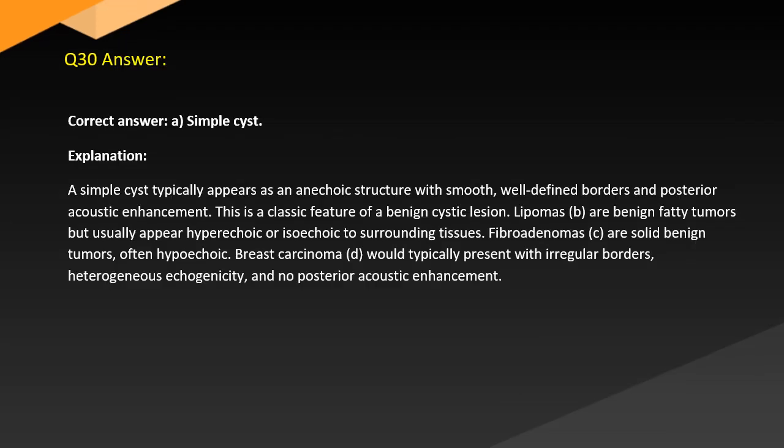Answer. Correct answer A. Simple cyst. Explanation. A simple cyst typically appears as an anechoic structure with smooth, well-defined borders and posterior acoustic enhancement. This is a classic feature of a benign cystic lesion. Lipomas, B, are benign fatty tumors, but usually appear hyperechoic or isoechoic to surrounding tissues. Fibroadenomas, C, are solid benign tumors, often hypoechoic. Breast carcinoma, D, would typically present with irregular borders, heterogeneous echogenicity, and no posterior acoustic enhancement.